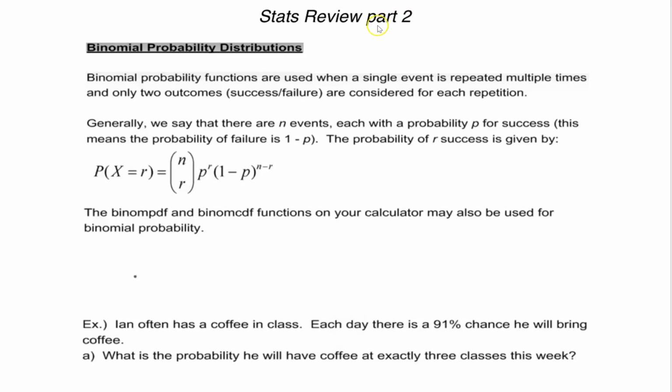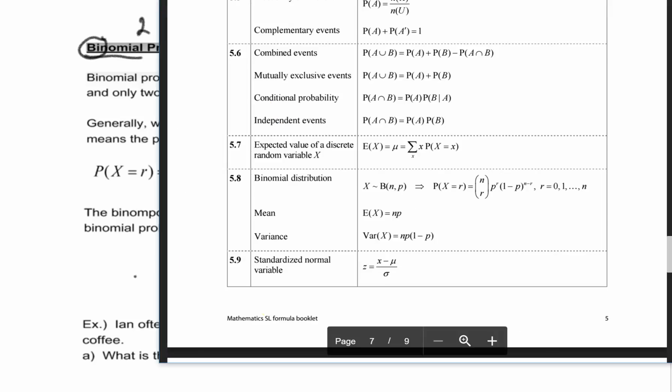Stats Review Part 2. In this video, we're going to talk about probability distributions. First of all, binomial distribution. Now remember, binomial, bi, stands for 2, so this one we have two options. So it's either going to be success or failure. So two options.